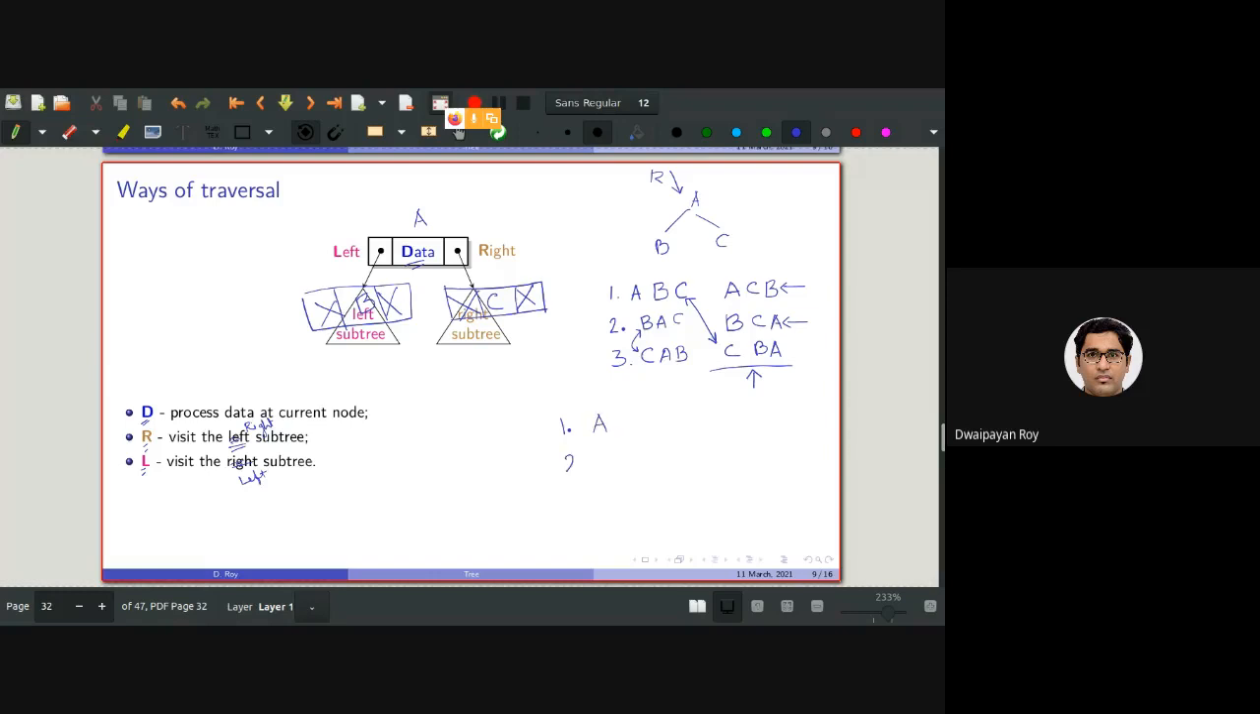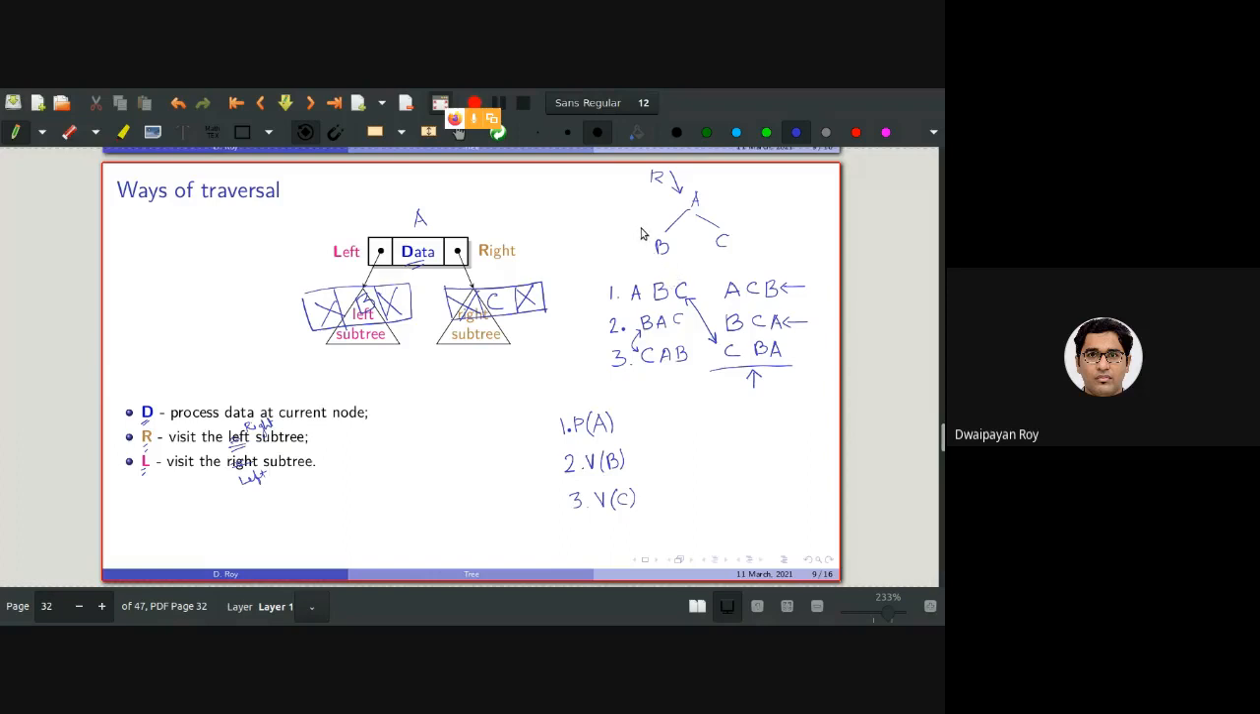Second option is I skip the processing of A here, I can visit B. This is a PA. Process A, second option is visit B, and third option is visit C. And after visiting, I can process.